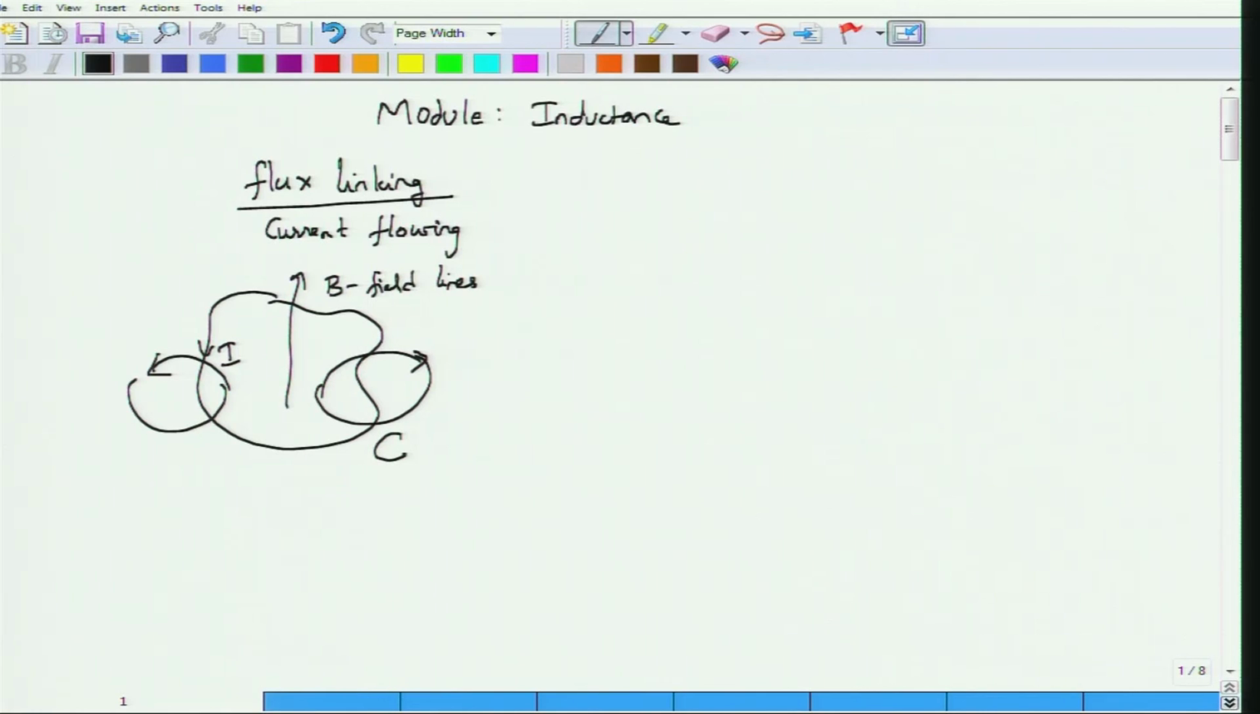In other words, if lambda denotes the amount of flux that is getting linked, then this is given by the integral of B dot ds, which is essentially the magnetic flux.